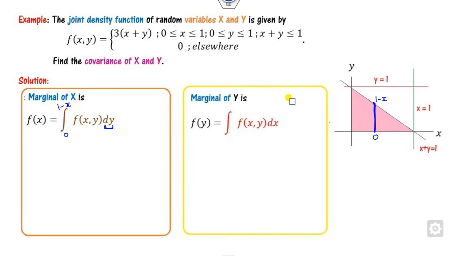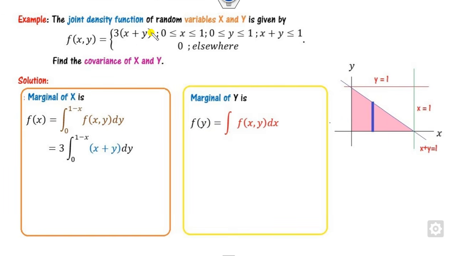On the other hand, if you take the strip along the x-axis, you take the x limit. What is the x value here? It is 0. What is the value of x here? It is 1 minus y. So the limits are here. Now you can substitute the value as 3 times x plus y.